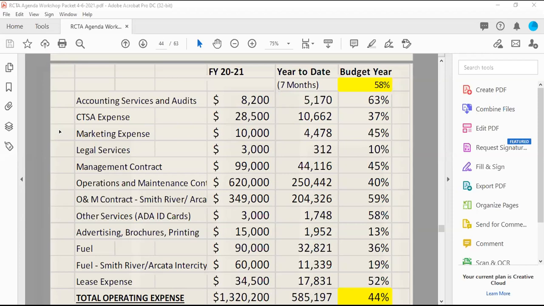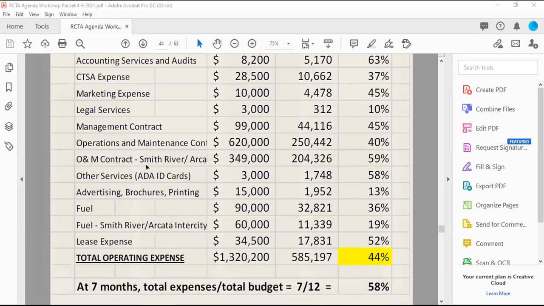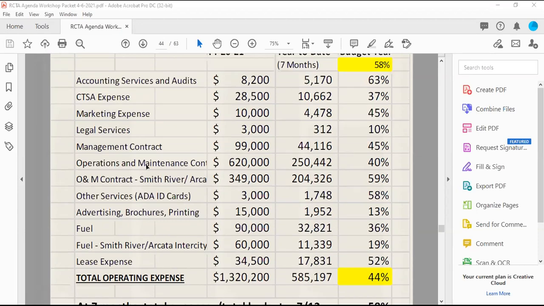How do you get that? 7 months divided by 12. So we're 58% through the funding year. Under the column that says year to date, the numbers are dollars expended so far in the 7 months. And the last column shows, okay, if we spent $5,170, how much of our budgeted $8,200 have we expended? Well, we've expended 63%.